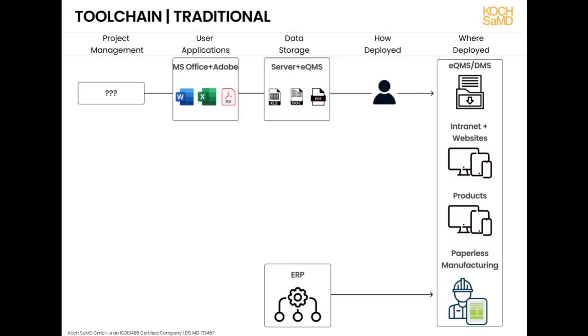So if we look at a few very basic models on what sort of tool chains or systems we have for QMSs or technical file management, this is the first one, which is a traditional one. So across the top, we sort of have the main components of the system: project management, the applications that users interact with, where the data is stored, how it's deployed, and then ultimately where it's deployed. And so, I think we all recognize the traditional system. We're all working in Excel, Word, PDFs. They're stored on a file server. Project management could be some sort of document list in an Excel or document list in an EQMS.